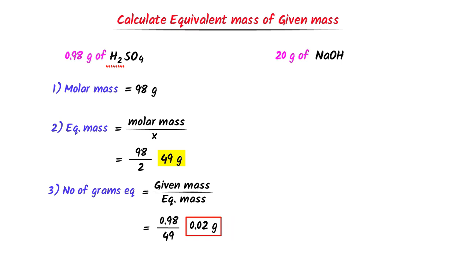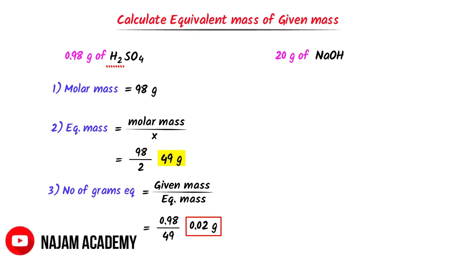Well, it is simple. I mean, if you take 0.98 gram of H2SO4, only 0.02 gram has the capacity to react. Let me repeat it. If you take 0.98 gram of H2SO4, only 0.02 gram has the capacity to react.